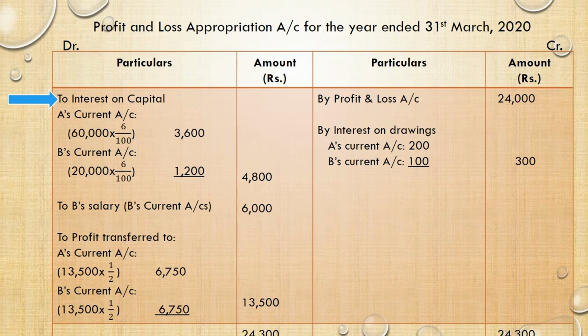So A's current account, 60,000 into 6 by 100, that is 3,600. B's current account, 20,000 into 6 by 100, that is 1,200 rupees. So this is how the interest on capital is calculated. And see, again I have written A's current account, B's current account to show that this interest will go to their current accounts. Next item is B's salary.